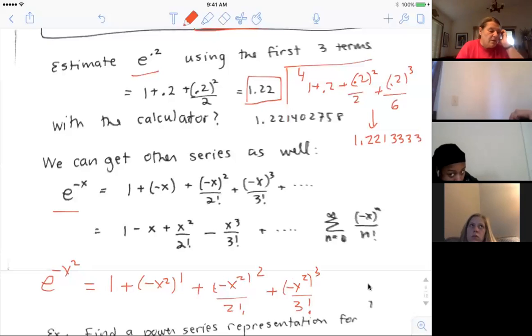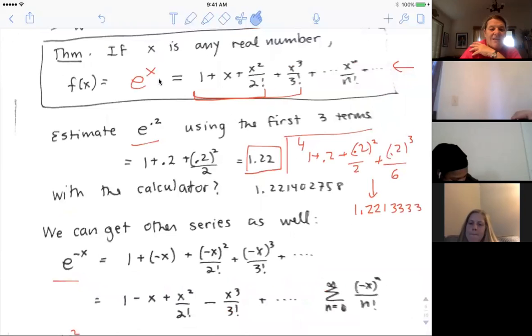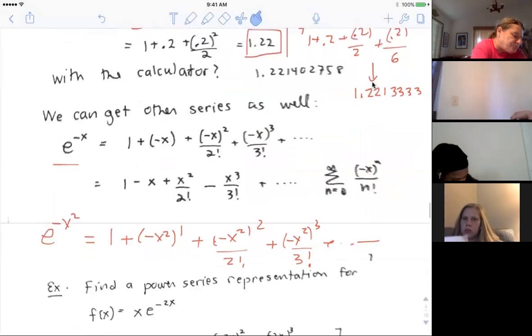Okay. And then plus dot, dot, dot. Okay. All right. Questions, anybody? Does everybody sort of see what I'm doing here? If I wanted e to the 2x, guess what? I'd go back to the series for e to the x, and everywhere there's an x, I'd put in a 2x. I put a 2x in here and square it. I put a 2x in here and cube it, and so on and so forth. Okay? So that's pretty powerful.